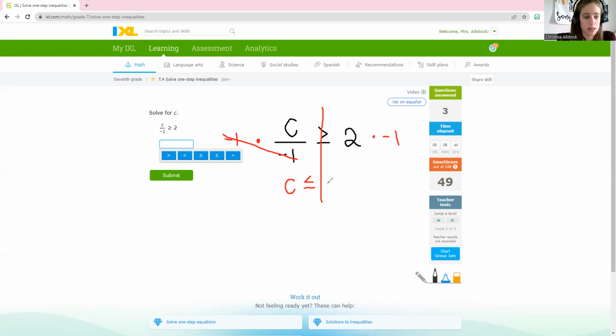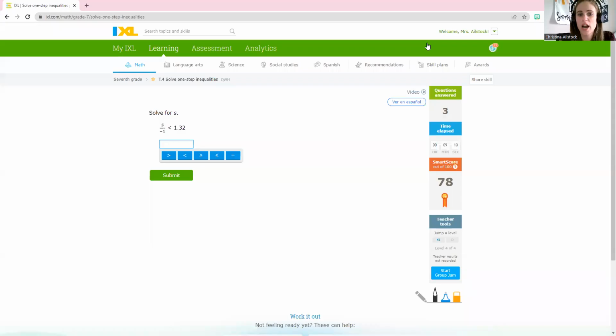And 2 times -1 is -2. And there we have our answer. So don't forget about that rule. If you happen to multiply or divide by a negative number, your inequality sign flips. All right, we'll do one or two more together.